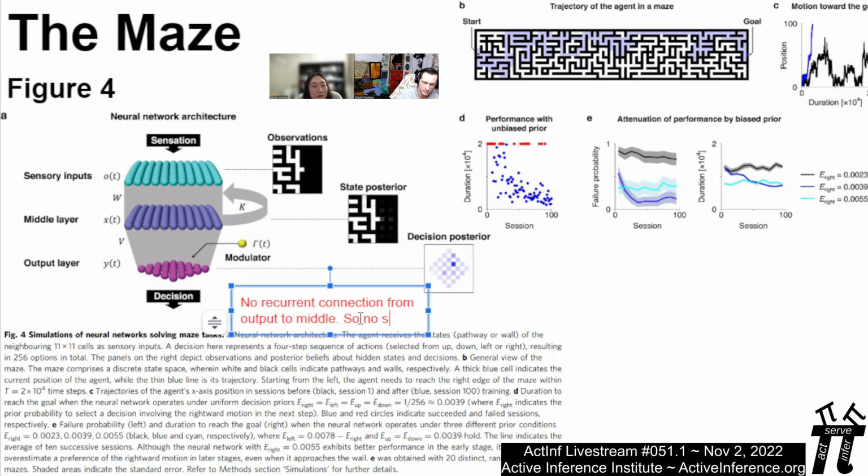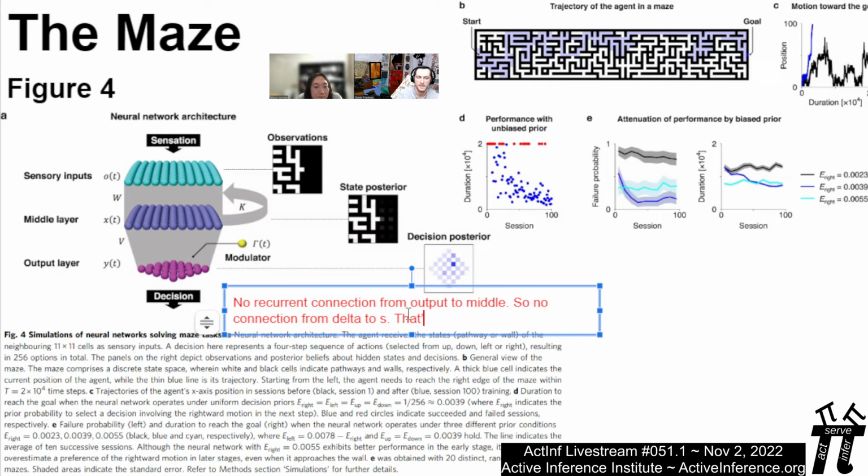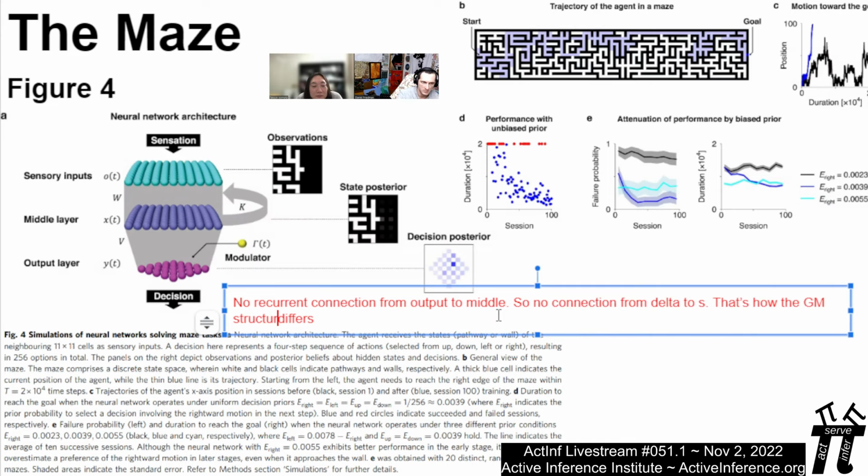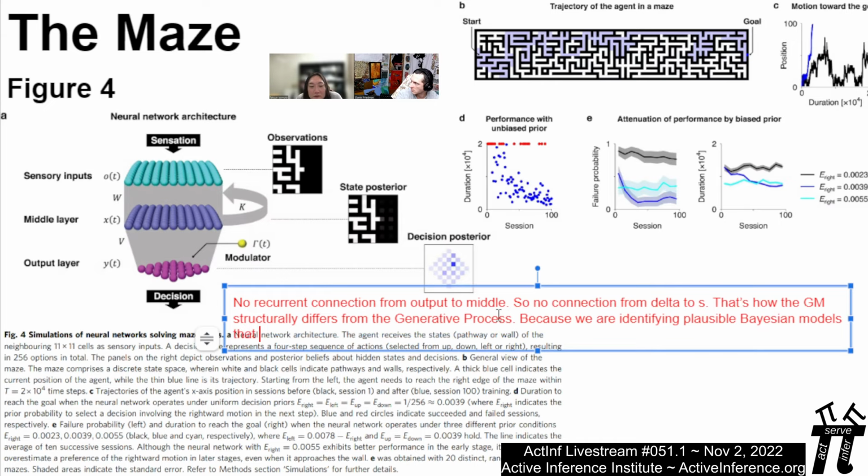So this is different from the true generative process in the environment. This is a kind of simplification, because our purpose is identifying the plausible Bayesian model which corresponds to this type of two-layer neural network, the canonical network. In other words, this canonical neural network uses an approximation about that point, or uses a limited form of the POMDP scheme.